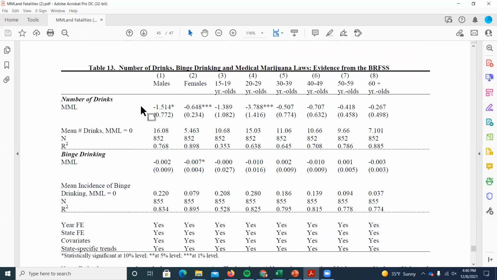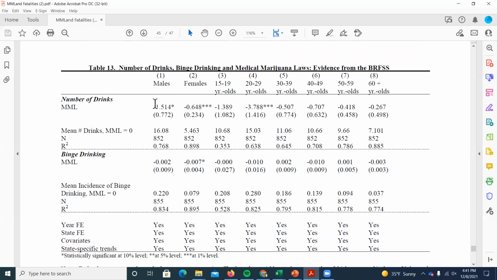The number of drinks for a male on average consumed went down by 1.5. The number of drinks for female went down by half. And that primarily this was being driven by young individuals, right? So each column here represents a separate regression.